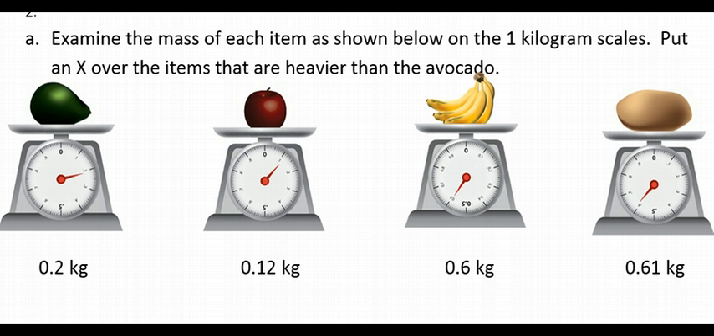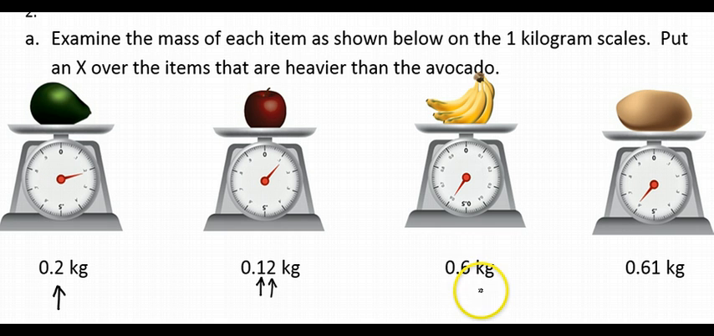In the next section I have some fruits and vegetables on scales, and it says to examine the mass of each item as shown on the kilogram scales. Put an X over the items that are heavier than the avocado. Well, the avocado is on the first scale and it is 2/10. If I look at the apple, it weighs 1/10 and 2/100. That's less than 2/10, so I would not put an X on that one.